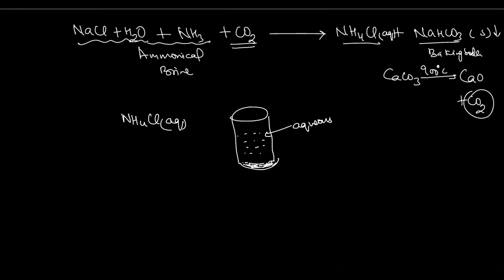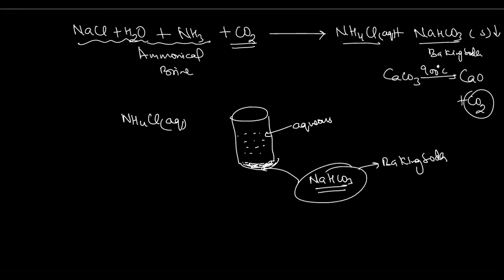So this is the sodium hydrogen carbonate, NaHCO3. And this sodium hydrogen carbonate is also called baking soda. So the preparation of baking soda is done here. If you want to prepare baking soda, the preparation of baking soda ends right here.